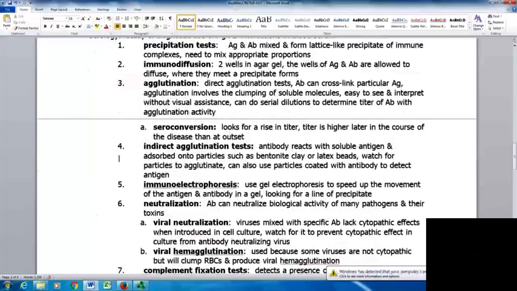With indirect agglutination tests, the antibody reacts with a soluble antigen that's been absorbed onto particles such as bentonite clay or latex beads. So here you watch for the particles to agglutinate, and you can use the particles also coated with an antibody to detect the antigen. So using the particles just makes it a little bit easier to visualize.